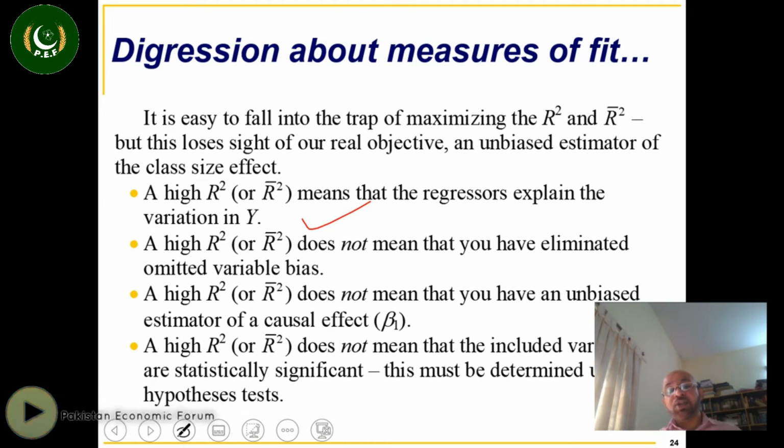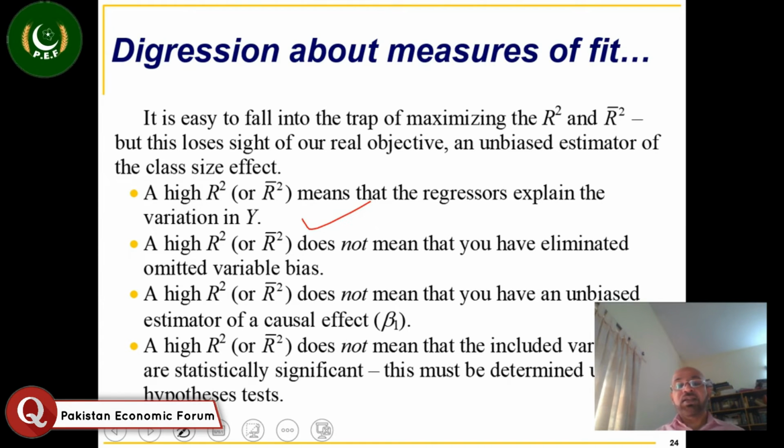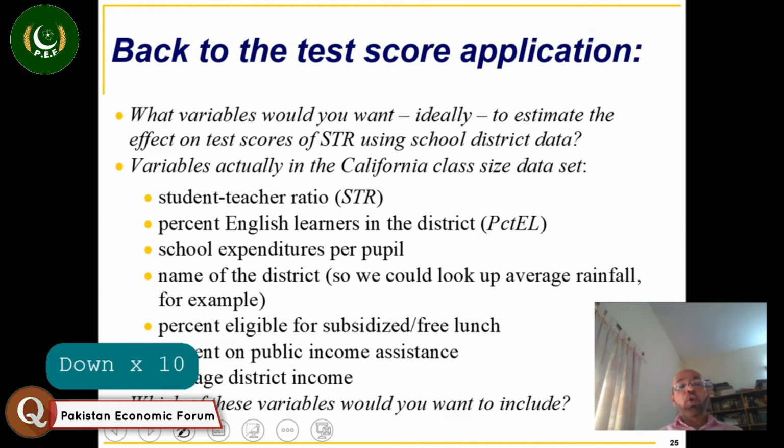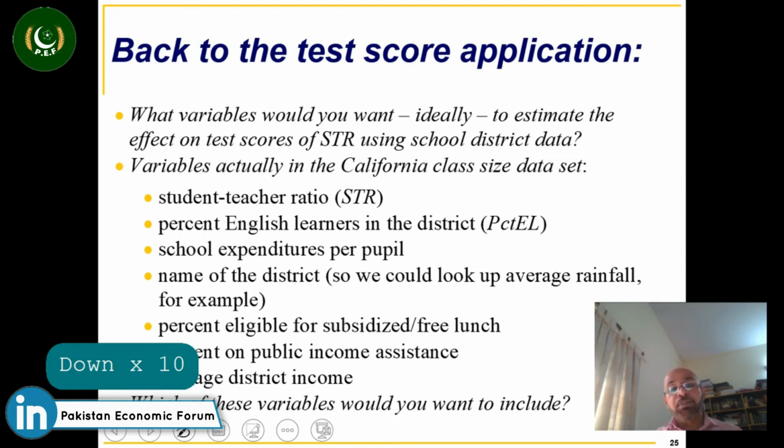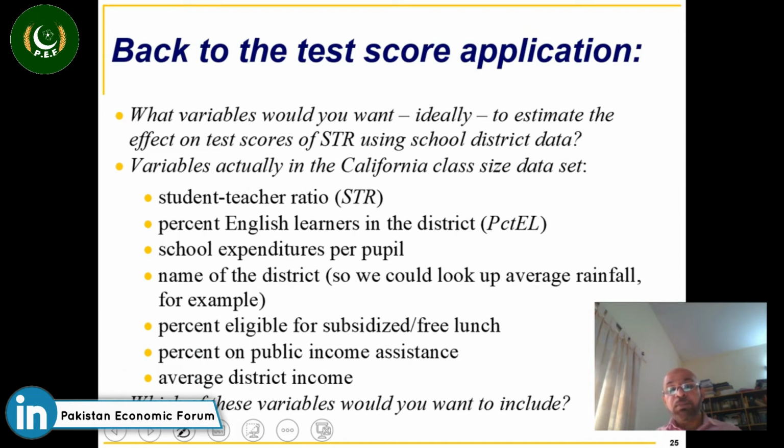Bias. High R squared does not mean that your coefficient of interest is unbiased. High R squared does not mean that included variables are statistically significant. The variables which we have been discussing throughout these videos: student-teacher ratio, percentage English learners, school expenditure per pupil, name of the district, percentage eligible for subsidized lunch, free lunch. Why are we including this variable?